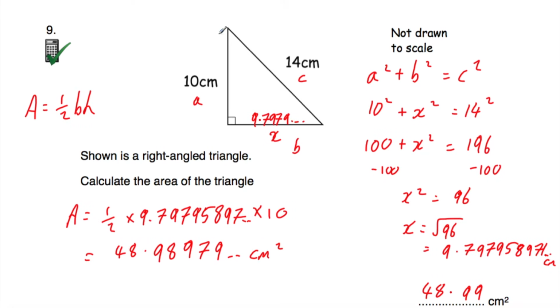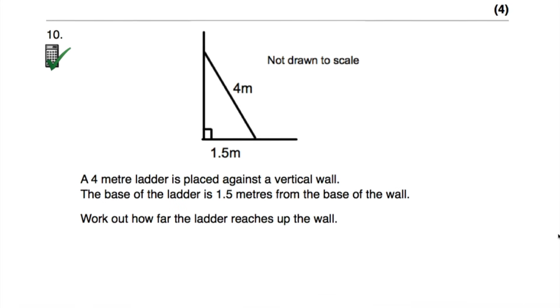And that's it. So just to recap, with that triangle, we didn't know the length of the base. We used Pythagoras to get the length of the base, which was 9.7979 and so on. And then we just did the base times the height divided by 2, or half the base times the height, and that gives the area of the triangle. And that's it. Okay, let's have a look at question number 10.